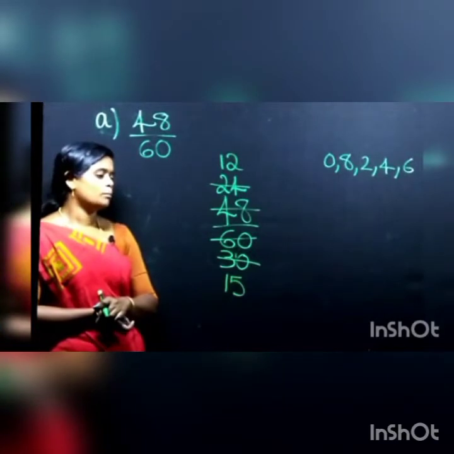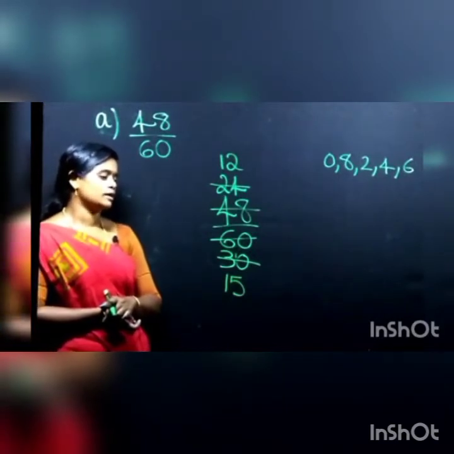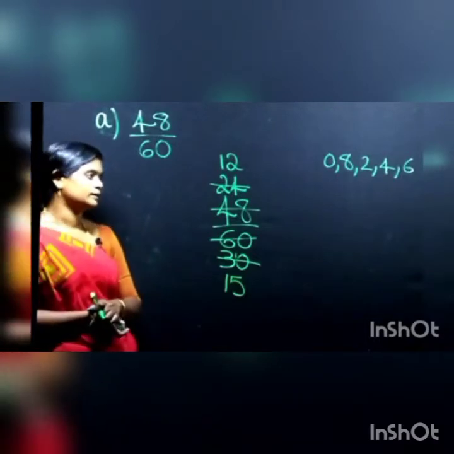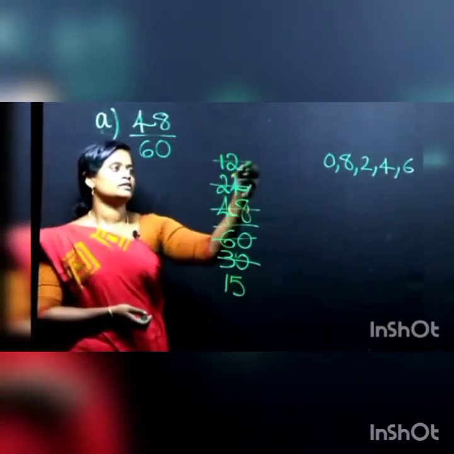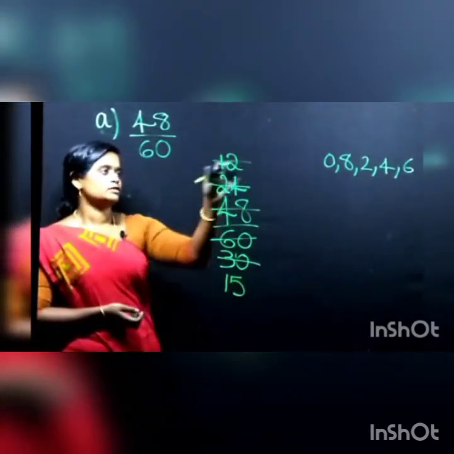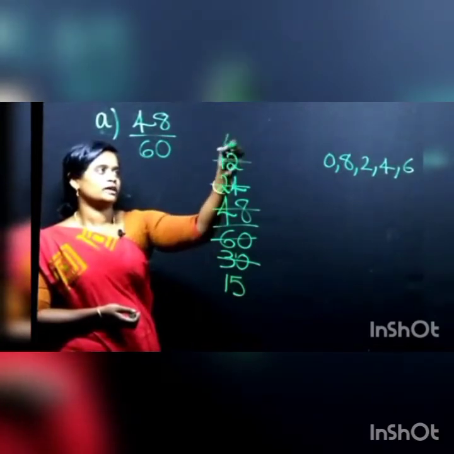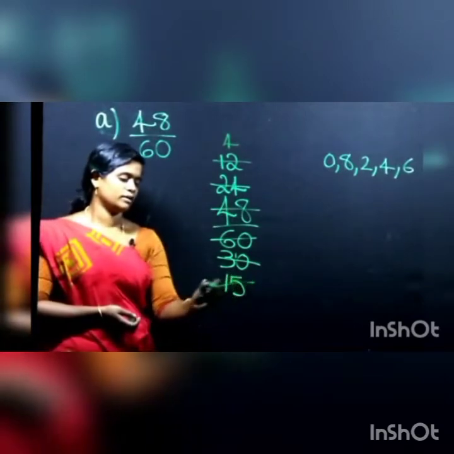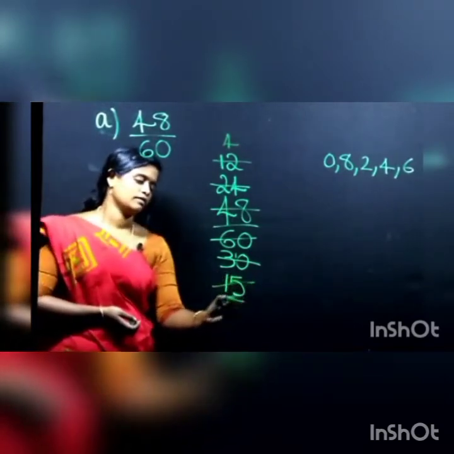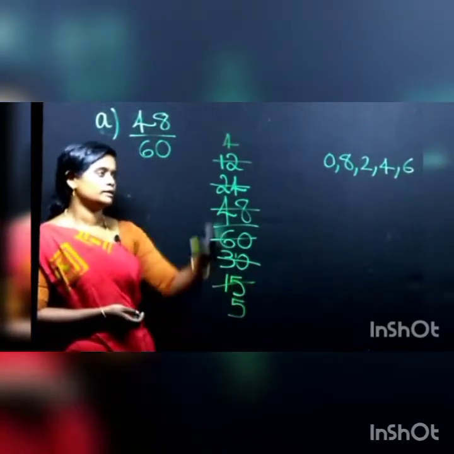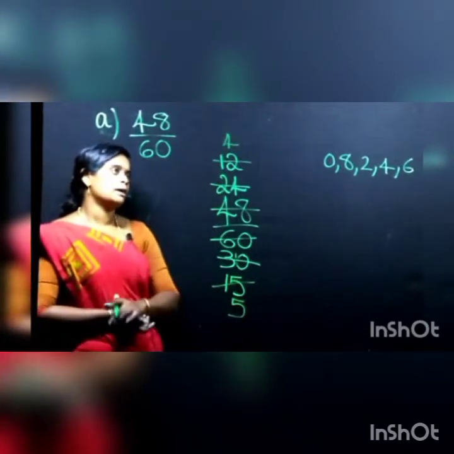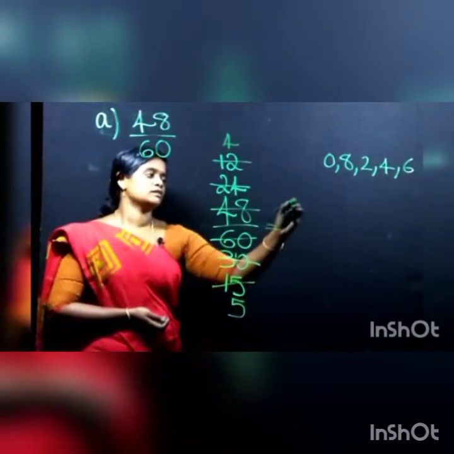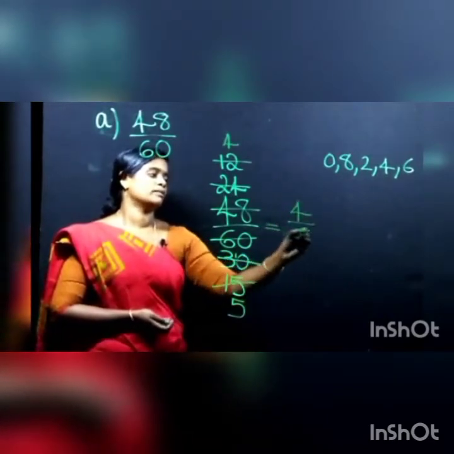We know that both 12 and 15 are divisible by 3. So we divide by 3. Since 4 3s are 12, we cut this 12 and write 4 here. Next, 5 3s are 15. We cut this 15 and write 5. Now this fraction becomes simplest form, that is our new fraction is 4 by 5.